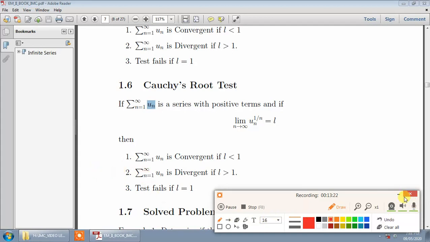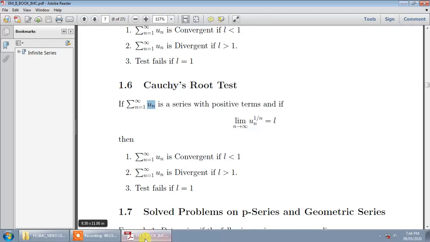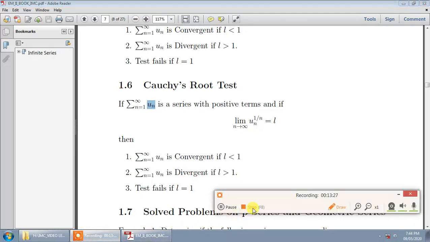So all these tests are very simple to use for checking whether the series given to you is convergent or divergent. That we are going to see in our next slide or next lecture.